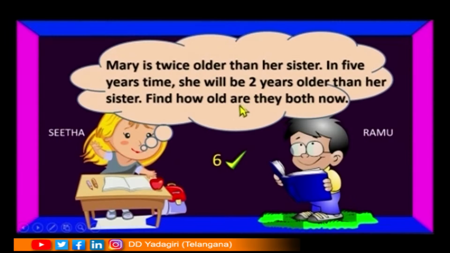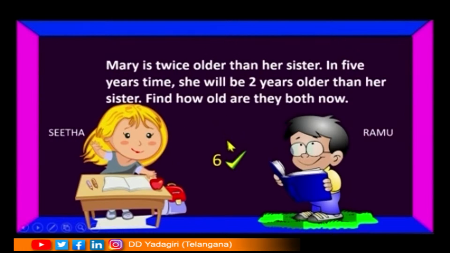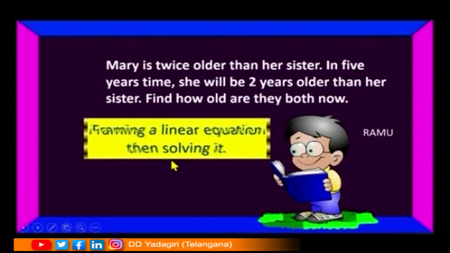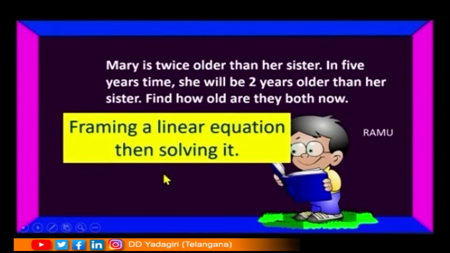This is the next riddle given by Sita, and what is the condition she kept? He has to get the answer directly without guessing the numbers. So, Ramu in this case wants the answer directly without any guessing. So, Ramu wants a technique to get the answer directly, and the technique is framing a linear equation and then solving that linear equation. He will reach the answer directly.